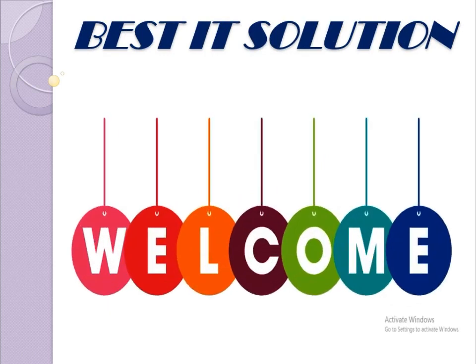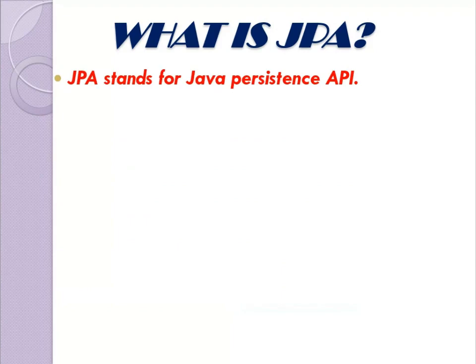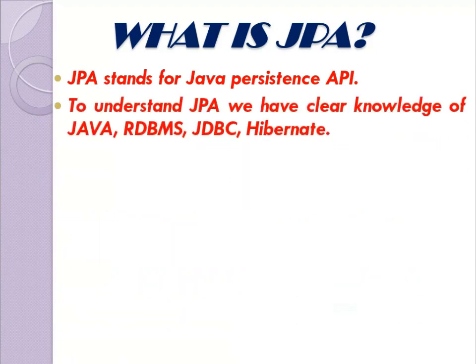And today we'll discuss another important topic, that is JPA. JPA is also a module of the Spring framework. There is Spring Data JPA, a module in the Spring framework. We frequently use JPA with Spring Boot also. So what is JPA? JPA stands for Java Persistence API.